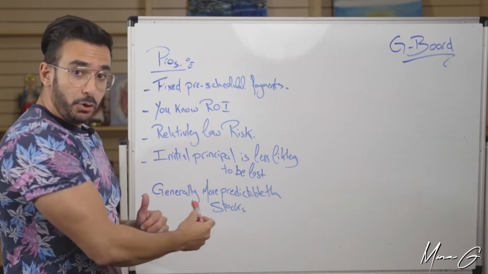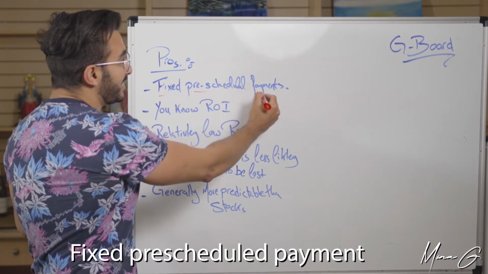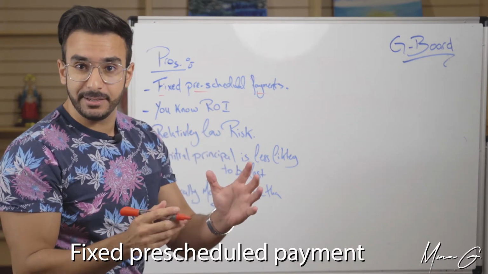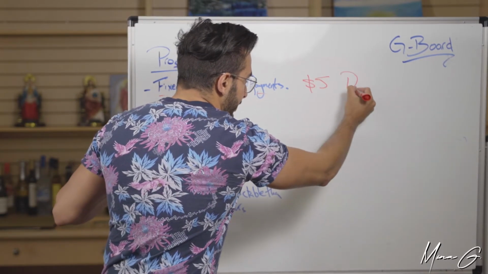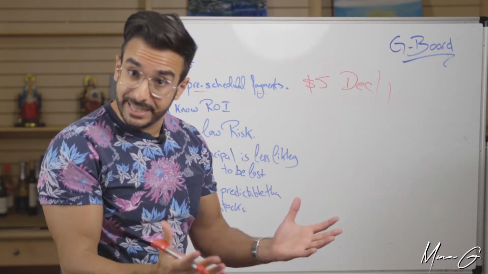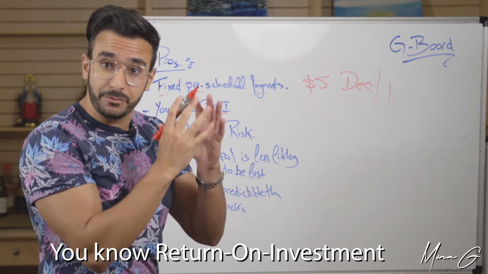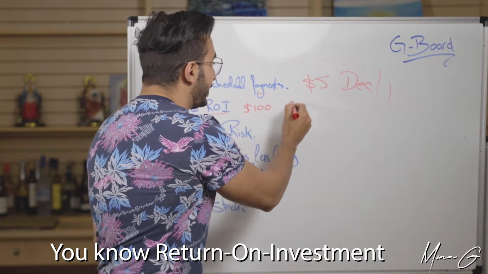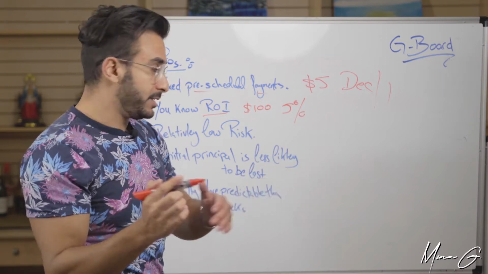Pros. These are some of the pros that are attached to bonds in general. Number 1 is a fixed pre-scheduled payment. The bond will tell you exactly how much you're going to get on what day. For example, you're going to get $5 every December 1st, so now you know, and it's very predictable. Number 2 is you know the ROI. You know the exact amount of return that you're going to get for your money. You're going to give $100 and you're going to get a 5% return on investment. So everything is very clear and set.